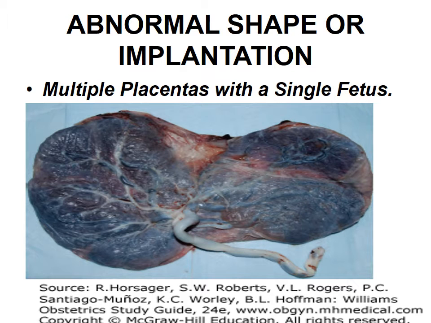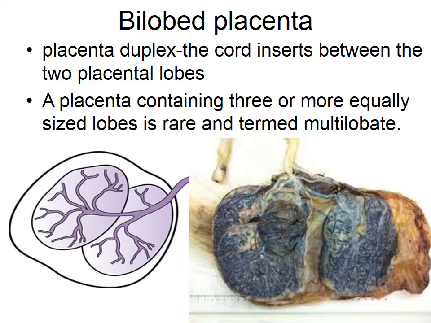Now let's talk about abnormal shape or implantation. Bilobed placenta, or placenta bilobata, or placenta duplex, is a placenta with two roughly equal-sized lobes separated by a membrane. It occurs in 2 to 8% of placentas. The umbilical cord may insert in either lobe or in filamentous fashion or in between the lobes.